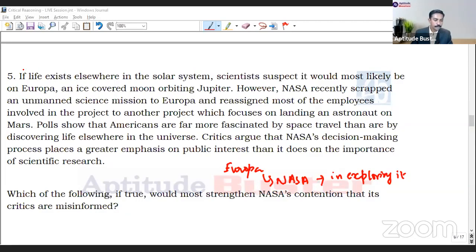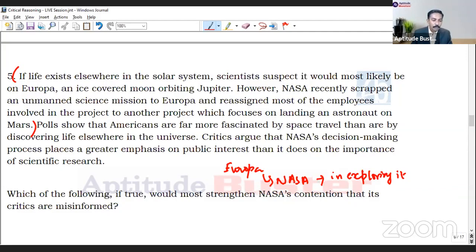I would like to take the first half. It begins from here, it closes here. If life exists elsewhere in the solar system, scientists suspect it would be most likely on Europa, an ice-covered moon orbiting Jupiter. So the first sentence gives us an idea that the scientific mission is much more interested in exploring whether life exists in a place called Europa.